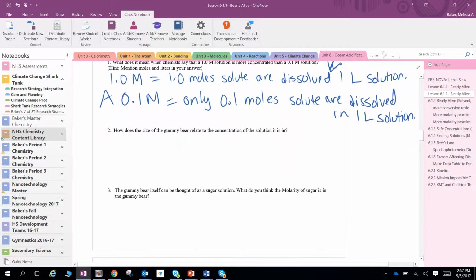How did the size of the gummy bear relate to the concentration? So the larger the concentration, the corn sugar was the biggest, the smaller the bear.